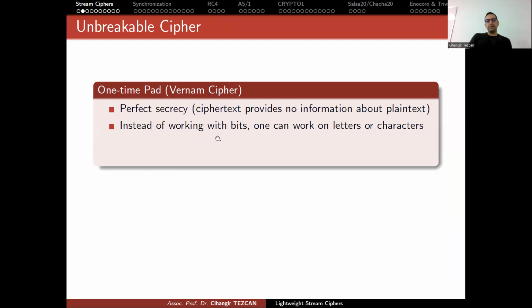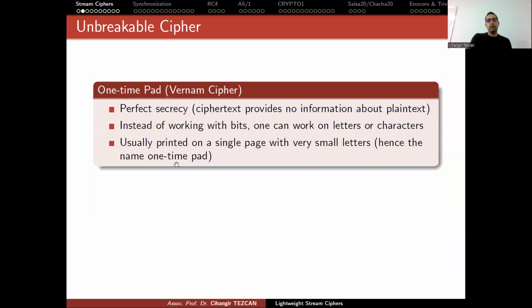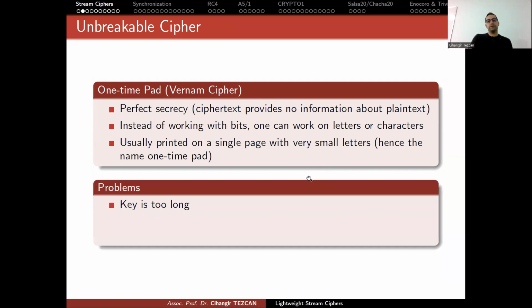Instead of working with bits, one can work on letters or characters, depends on how you define the alphabet. Usually printed on a single page with very small letters, hence the name one-time pad. Problems are as follows. The main problem is the key is too long. Because if you want to encrypt, for instance, 1 megabyte, then you have to generate 1 megabyte of random bits and give it to the person beforehand. So this is very important.